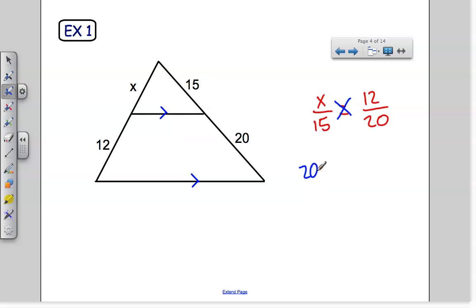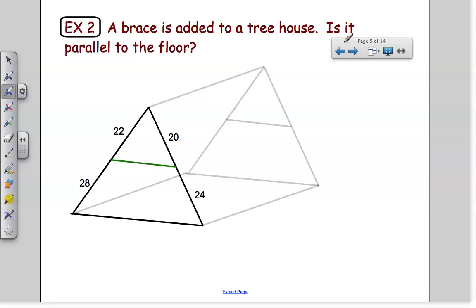I cross multiply here. I get 20x equals 180. Divide by 20, and x equals 9. And that looks correct, right? 9 here to 12, 15 to 20 looks good. So that's the triangle proportionality theorem there. Let's look at another example.